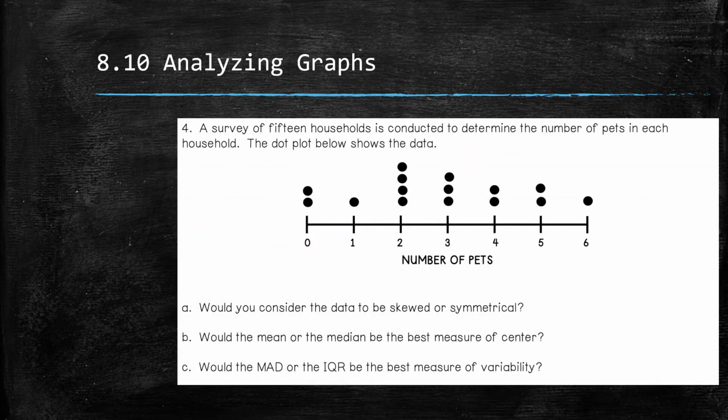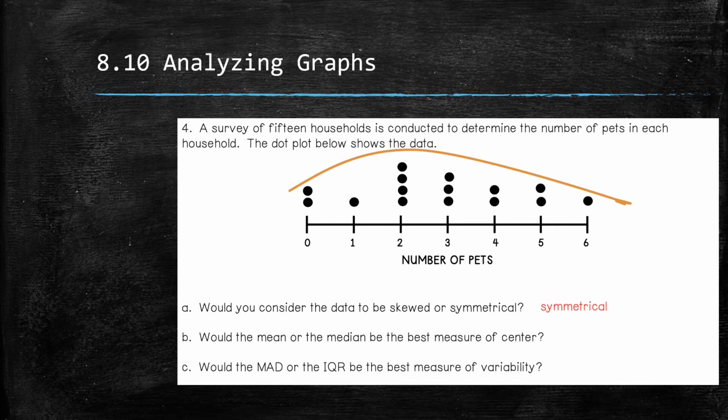A survey was conducted of 15 households to determine the number of pets each household had. We're going to use a dot plot below to answer the questions. Would you consider the data to be skewed or symmetrical? Well, we can start by drawing our bell curve, and this looks somewhat symmetrical. So I'm going to go with symmetrical.